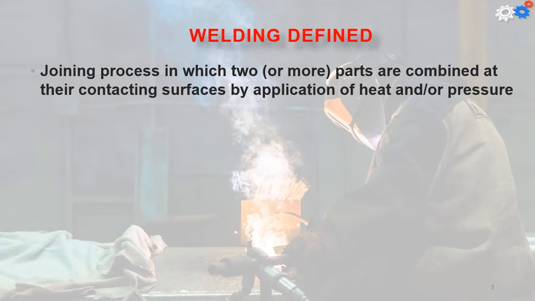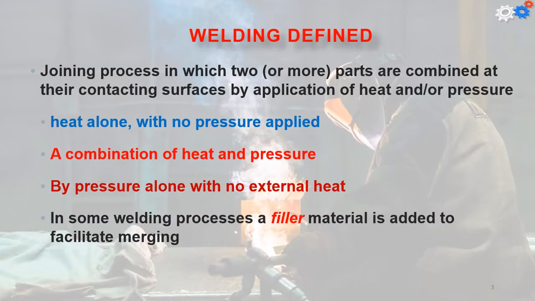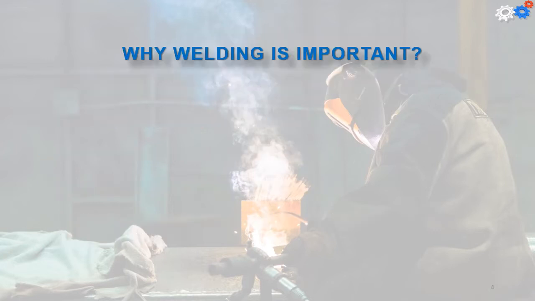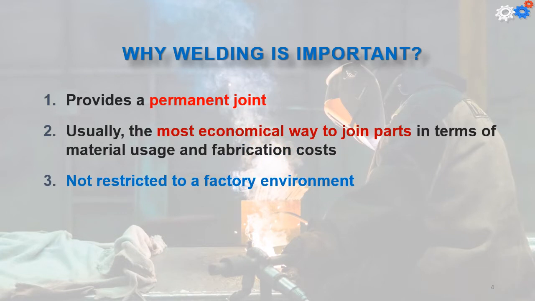Welding is a joining process in which two or more parts are combined at their contacted surfaces by application of heat and/or pressure. This can be heat alone with no pressure applied, or a combination of heat and pressure, or by pressure alone with no external heat. In some welding processes, a filler material is added to facilitate the merging.